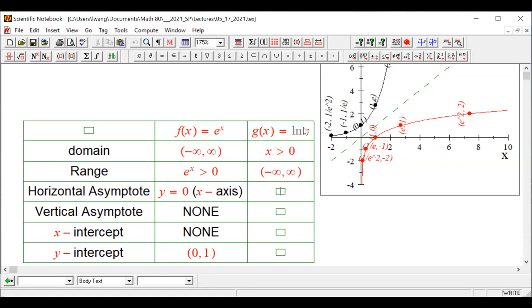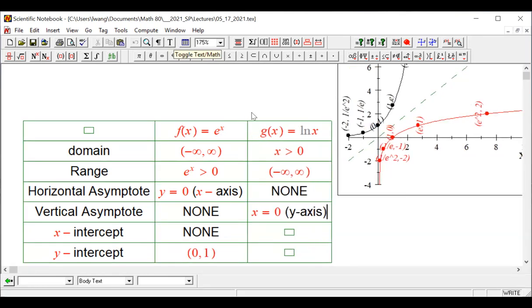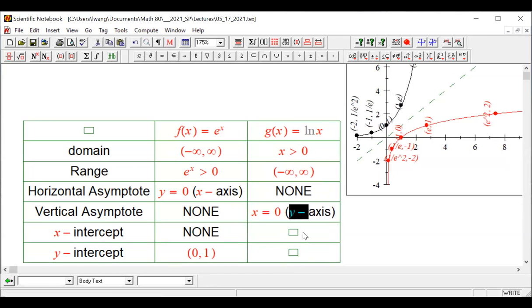Next, for ln x, horizontal asymptote, none. Vertical asymptote, yes. That's x equals 0, which is the y-axis. X-intercept, yes, it intersects with the x-axis at one point. Y-intercept, where's the y-intercept? None, because it doesn't exist, right? It never crosses the y-axis. The red curve never crosses the y-axis.